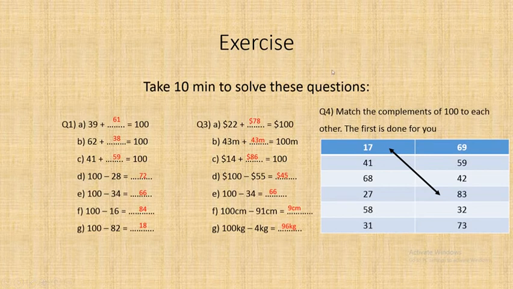Okay, the last question in this part, match the complements of 100 to each other. The first is done for you. Here 17 plus 83 is 100. So what about 41? I'm thinking like that. If I add 9 to this 41, it's going to be 50, and after that I will add 50 to reach 100. So it's going to be 59, the one in front of it.